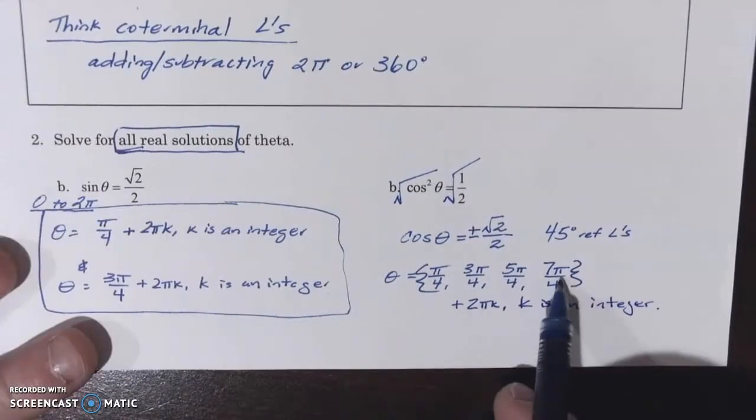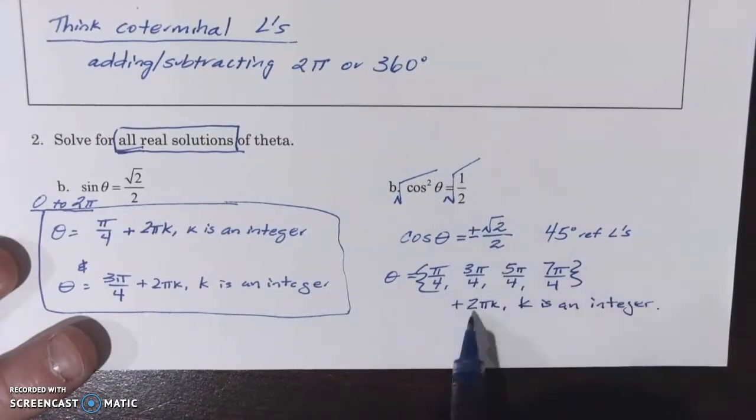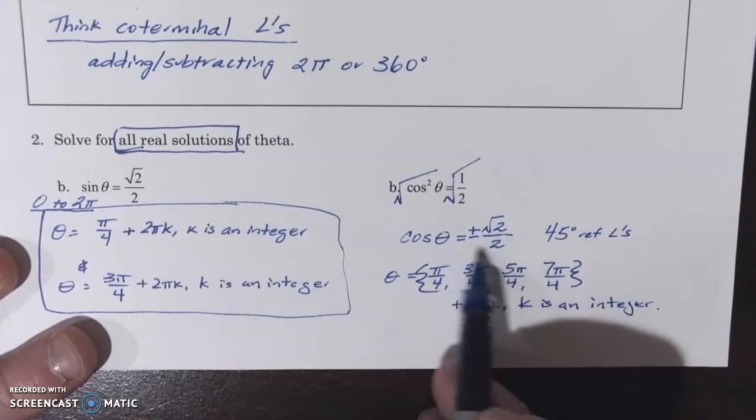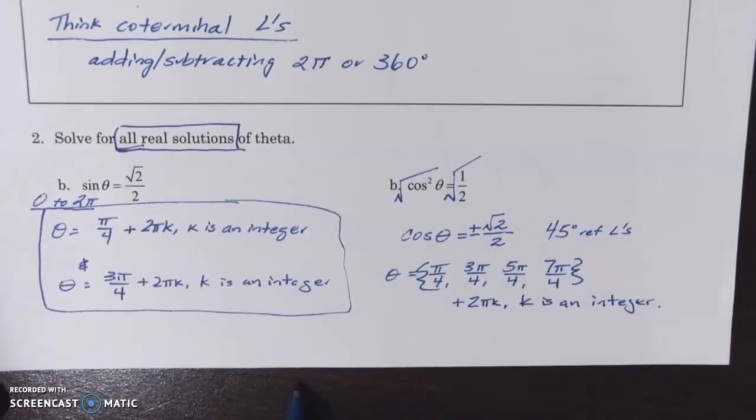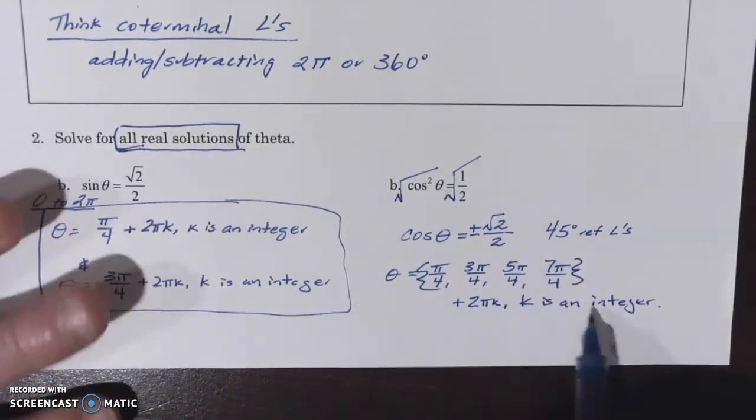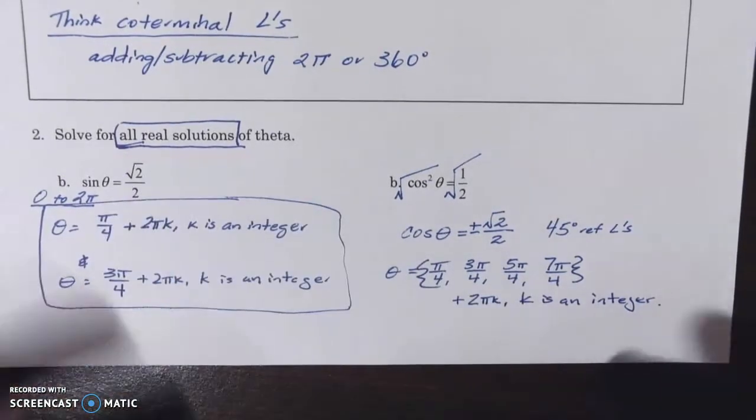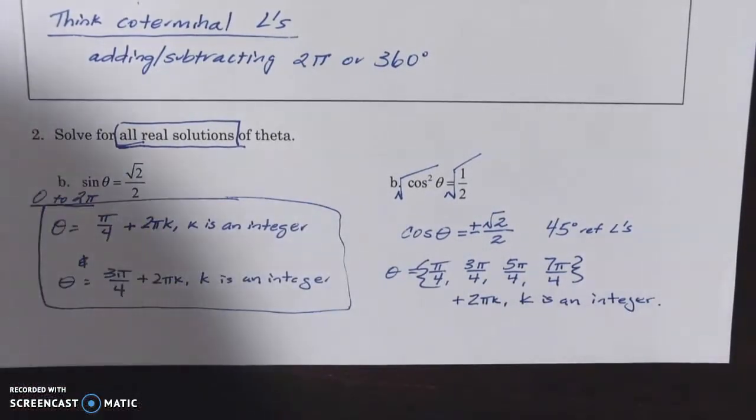Pi over 4 and 7 pi over 4, that would be the positive root 2 over 2. 3 pi over 4 and 5 pi over 4, that would hit the negative root 2 over 2. All right. All real solutions, add that 2 pi k when k is an integer.